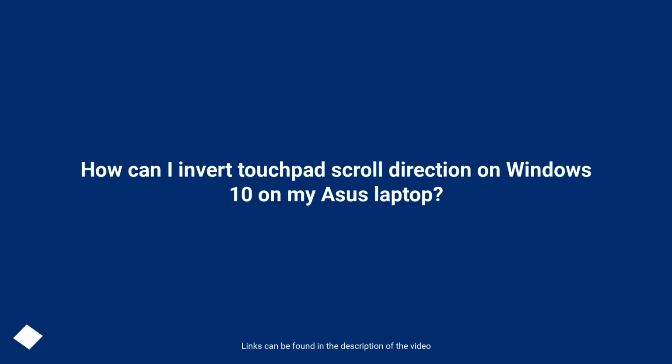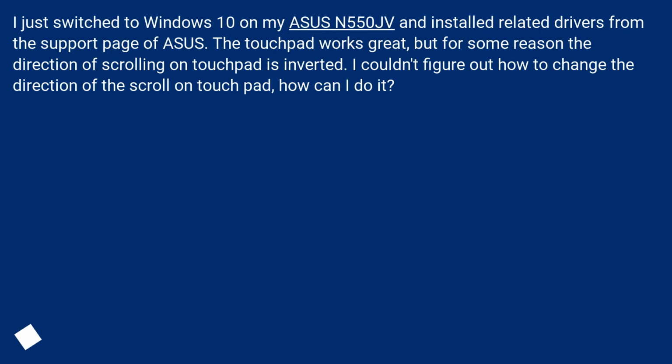How can I invert touchpad scroll direction on Windows 10 on my Asus laptop? I just switched to Windows 10 on my Asus N550JV and installed related drivers from the support page of Asus. The touchpad works great, but for some reason the direction of scrolling on the touchpad is inverted. I couldn't figure out how to change the direction of the scroll on the touchpad. How can I do it?